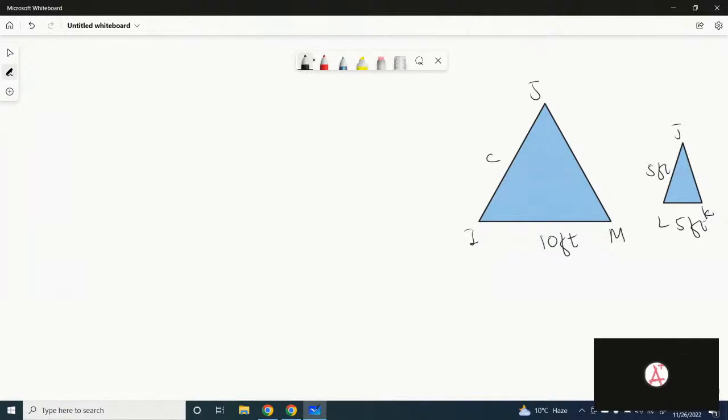So the longer it would be C divided by this is similar to this side. It would be C divided by 5. And this is similar to this one. It would be 10 divided by 5. Got it? Solve this proportion for C. It would be 10 times 5 divided by 5. So 5 and 5 got cancelled. That means the length of side C is 10 feet.